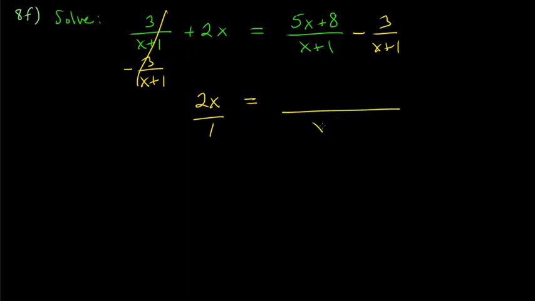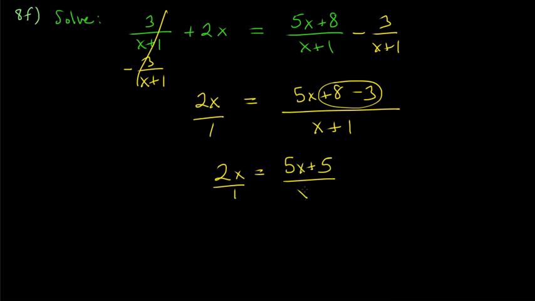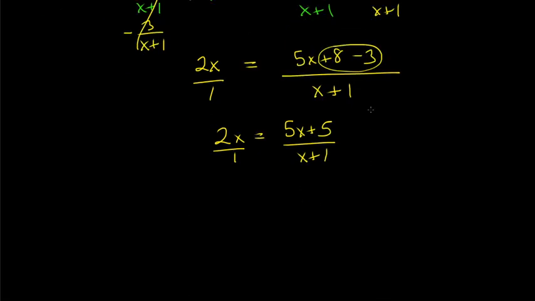If that's our common denominator, I just have to subtract the numerators: 5x plus 8 minus 3, which is just 5x plus 5, over x plus 1. Now it's a proportion, so I can just cross multiply. So 2x times x plus 1 equals 1 times 5x plus 5.